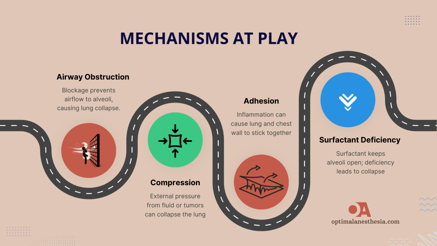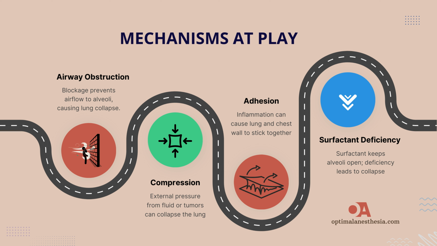Imagine your lungs as a series of tiny balloons, each one needing to stay inflated to keep oxygen flowing through the body. Atelectasis occurs when some of these balloons collapse, leading to decreased lung volume and compromised gas exchange. But why does this happen? Let's explore some key mechanisms behind atelectasis.